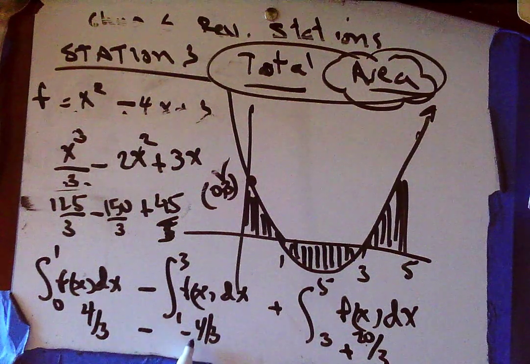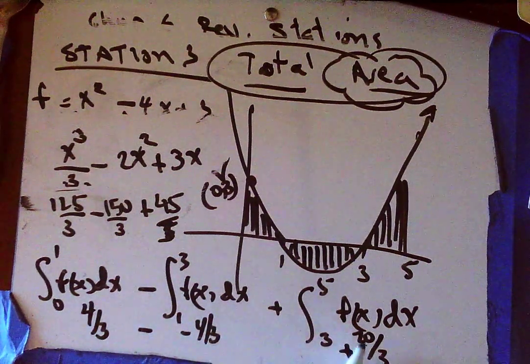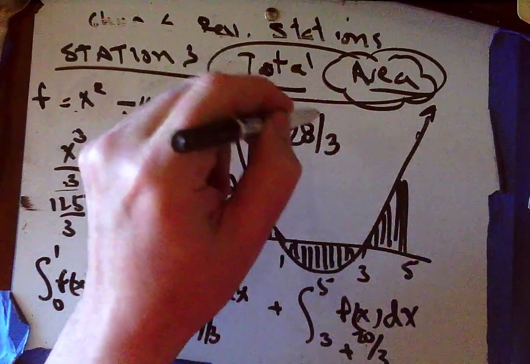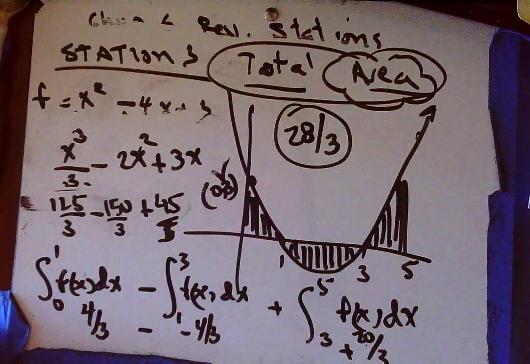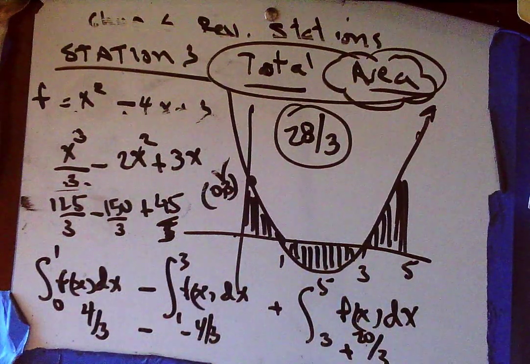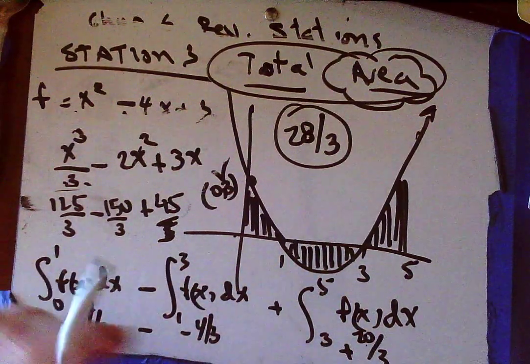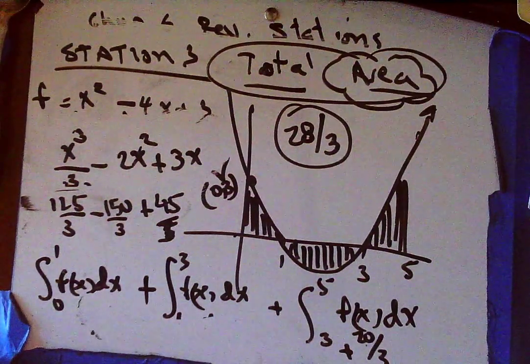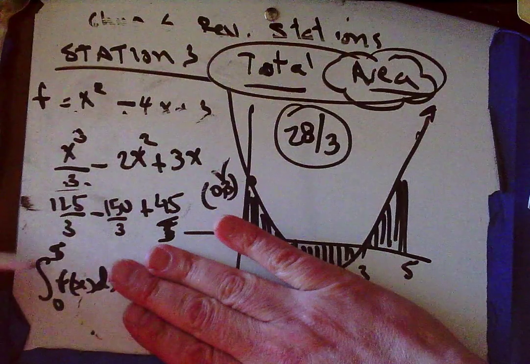So minus and minus is plus. It's going to be 8/3 plus 20, or 28/3. There's our total area. This is not the integral from 0 to 5. If we wanted the integral from 0 to 5, we could do that. Or we could just integrate from 0 to 5.